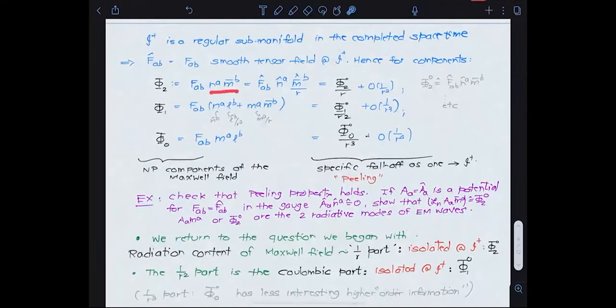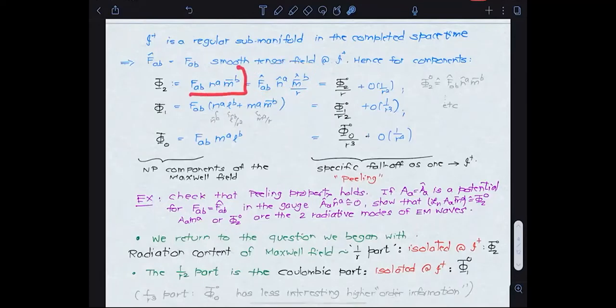I can take the null tetrad components. Since FAB has 6 components, I can express these components in terms of 3 complex quantities, which are called phi 0, phi 1, and phi 2. These quantities are just various contractions with the null tetrad vectors of the metric eta hat AB. These are the null vectors of that metric, which are perfectly well defined at scri. So this is well defined at scri, and therefore the hatted quantities are well defined on scri, and therefore I know that this quantity is perfectly well defined on scri.